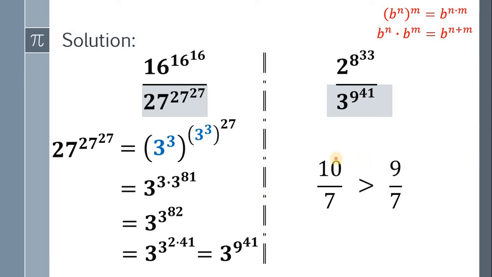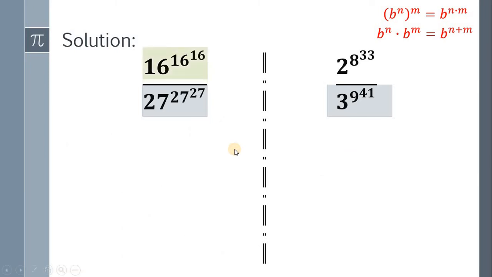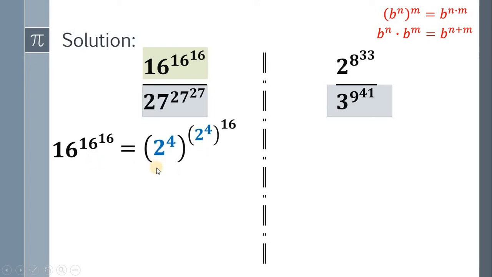Now, let's focus on the numerator 16 raised to 16 raised to 16. So, let's simplify this a little bit. We will use some laws of exponent to simplify this number. And take note that 16 is equal to 2 raised to 4. So, we can substitute 2 raised to 4 to 16. So, we have 2 raised to 4 raised to 2 raised to 4 raised to 16. Now, apply some laws of exponent and we will have 2 raised to 4 multiplied by 2 raised to 64.